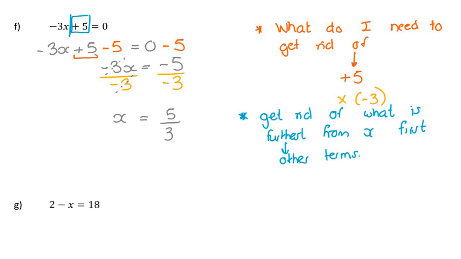Now we don't particularly like decimals in maths, and so we try and avoid them, and we don't particularly like mixed numbers, so we would literally leave it as 5 over 3. You can always just check on your calculator to see if that becomes any neater.